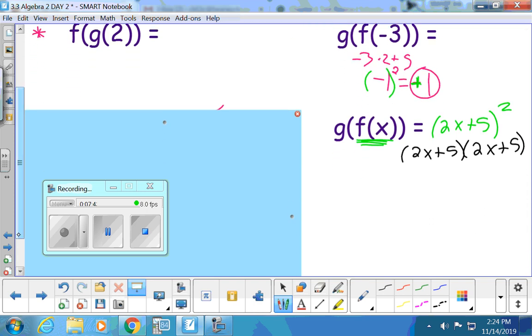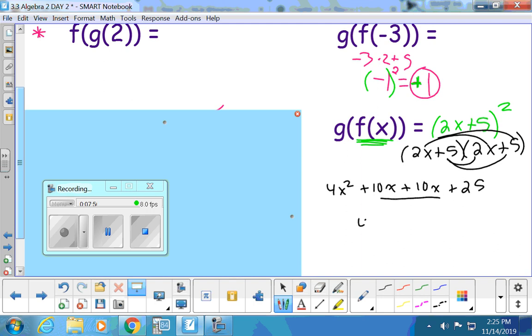So it's a FOIL party. 4x squared, 10x. Everybody's getting really good at foiling because we do it so much. I think you could probably FOIL in your sleep. So it's 4x squared plus 20x plus 25.